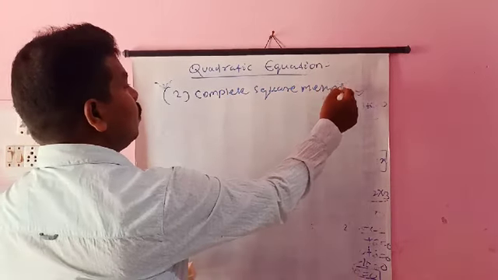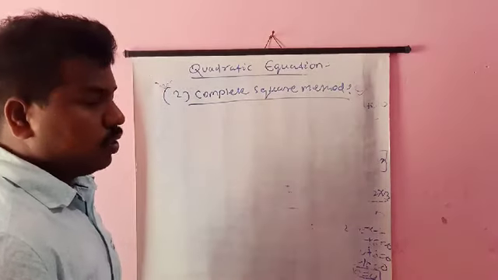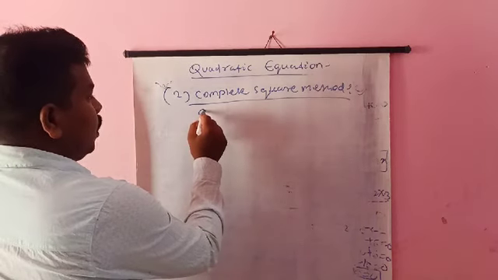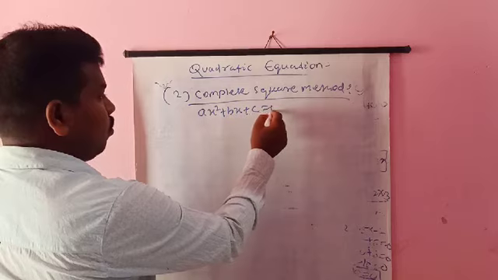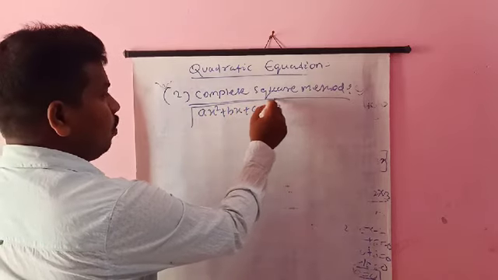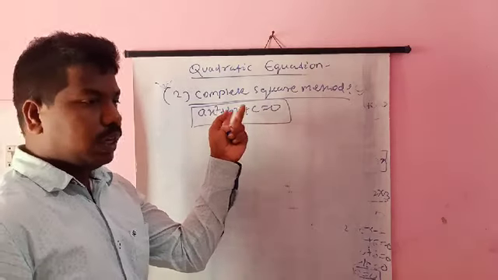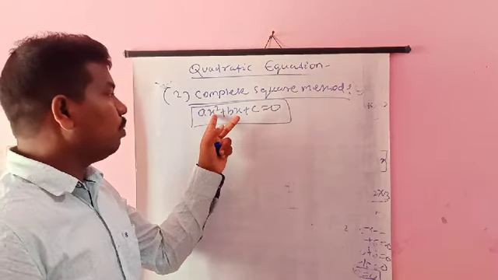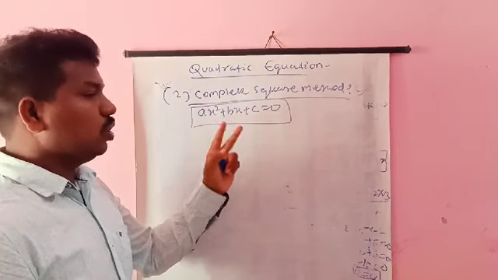Complete square method is also one method of finding the quadratic equation solution. Suppose the standard form of quadratic equation is ax square plus bx plus c equal to 0. We have to find the value of x here. The variable is x, and it is clear that there are two roots or two solutions because the degree of the variable x is 2. So we will get two solutions here.